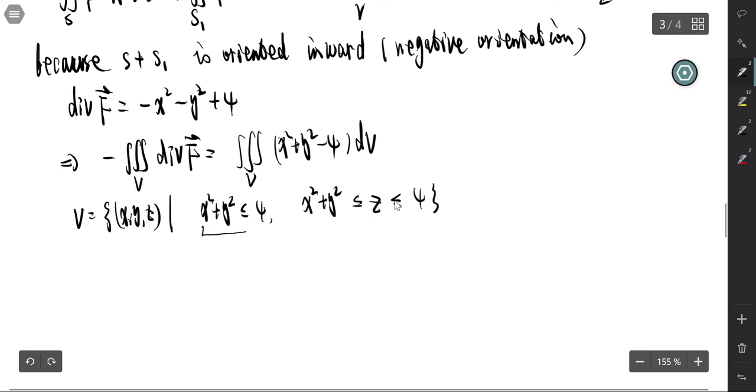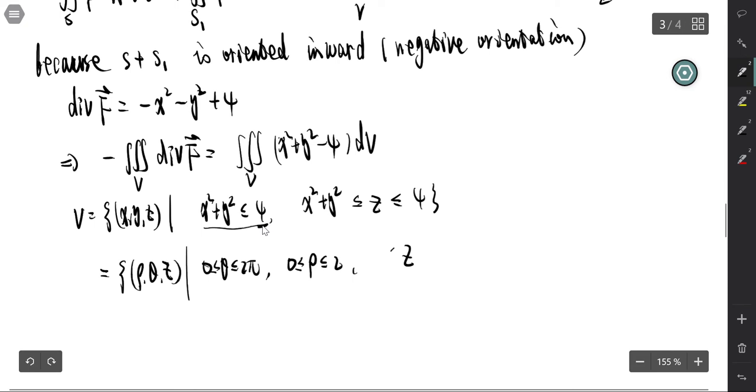The projection of the solid region on the xy plane is a disk, so it's better to use cylindrical coordinates, rho, theta, z. Theta is from 0 to 2 pi because the disk contains the origin. And rho is between 0 and 2, and z is between rho squared and 4.